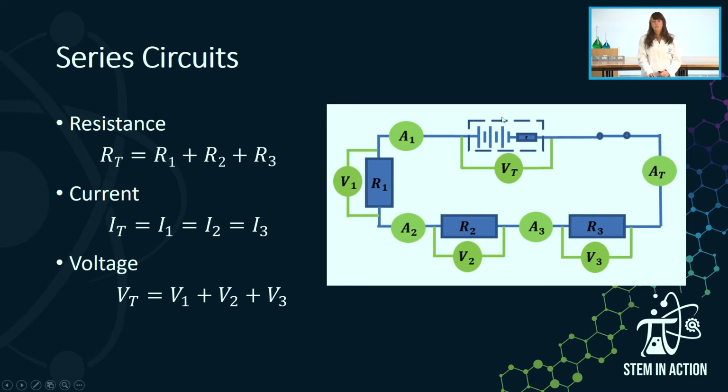The voltage in a series circuit is shared between the resistors. So our V total is equal to V1, the voltage across resistor 1, V2, the voltage across resistor 2, and V3, the voltage across resistor 3.